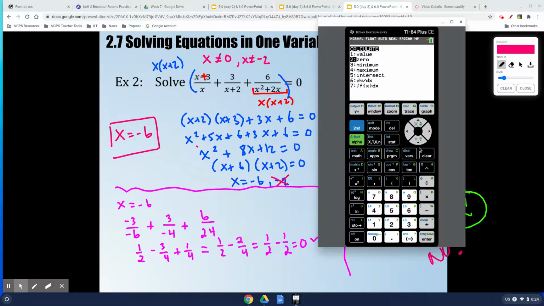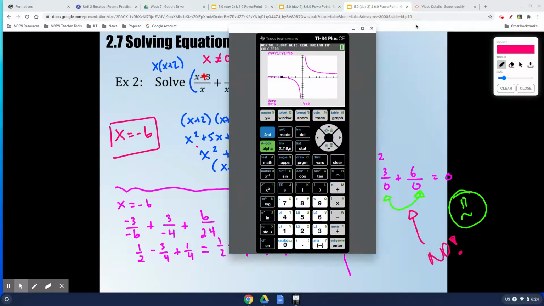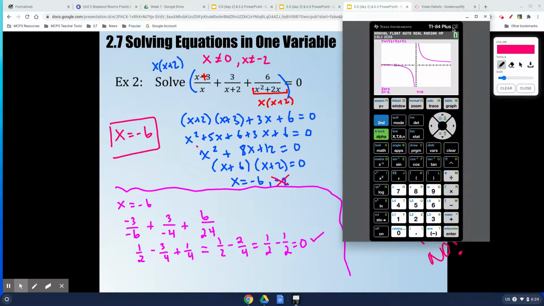Second trace, 0. Remember how to do this? And you go left bound. My y value is positive. Enter. Go below it. I need my y value to be negative. It is. Enter. Enter. Oh, look, -6, 0. There's not one at -2. See? That wasn't real. It's not actually a real one of this. So, right, that's just a good way to graph it.